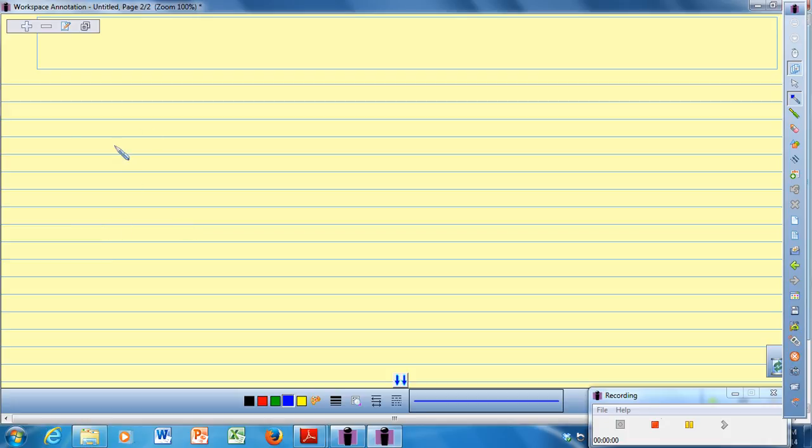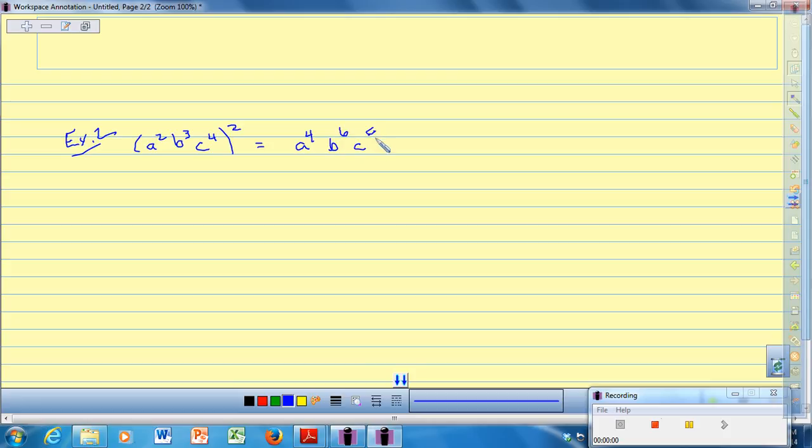All right, so let's try this one. Example 2. Let's say we have a squared, b to the 3rd, c to the 4th, all raised to the 2nd. So what do we get here? a to the 4th, b to the 6th, and c to the 8th. Easy enough. I told you it was easy enough today. All right. This works also with negative exponents. So let me give you one like that.